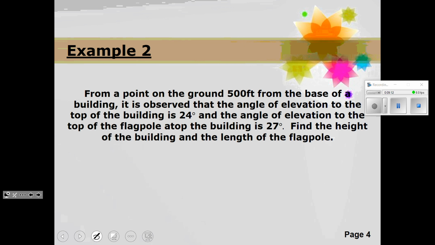So why don't I give you a minute to digest this, draw it, and maybe even possibly solve it. Just see how far you get, okay? And then I'll come in and help you out with it.